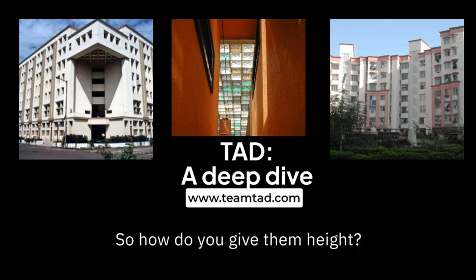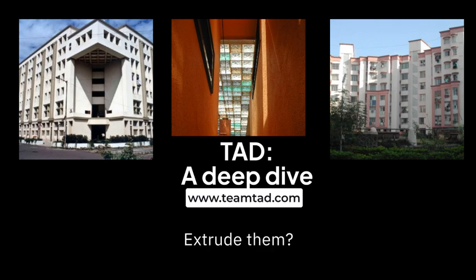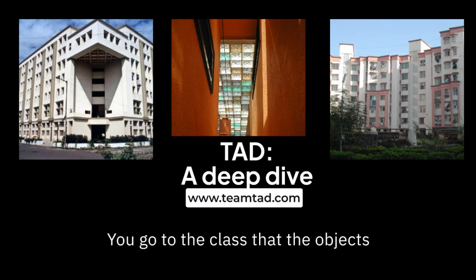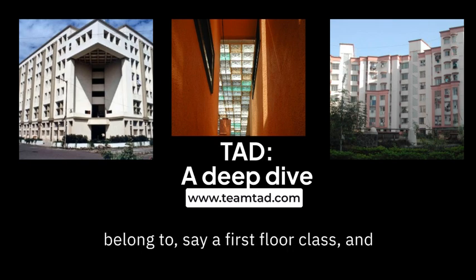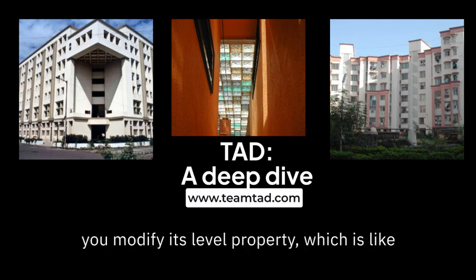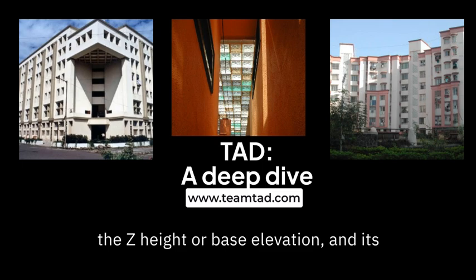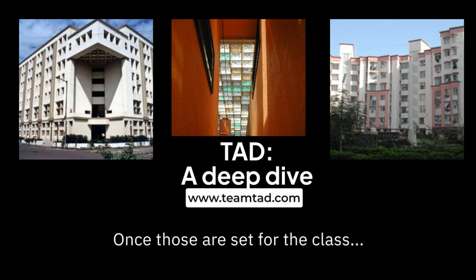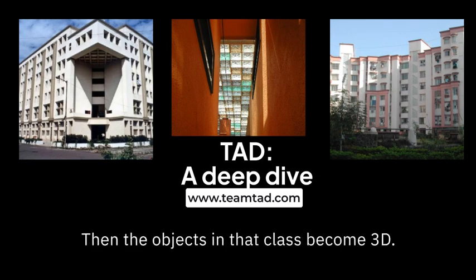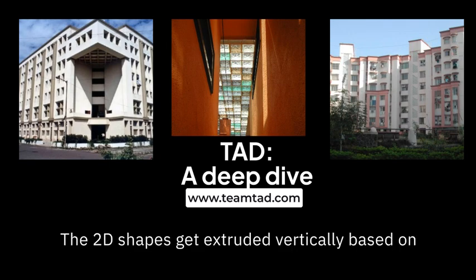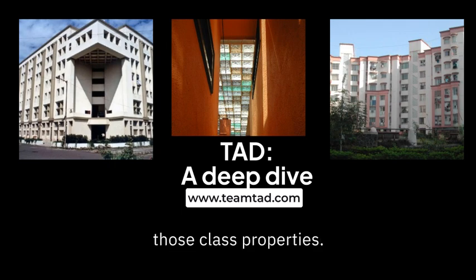Okay. So how do you give them height? Extrude them. It's done through properties. You go to the class that the objects belong to, say a first floor class. Right. And you modify its level property, which is like the z height or base elevation, and its height property. Once those are set for the class, then the objects in that class become 3D. Exactly, the 2D shapes get extruded vertically based on those class properties.